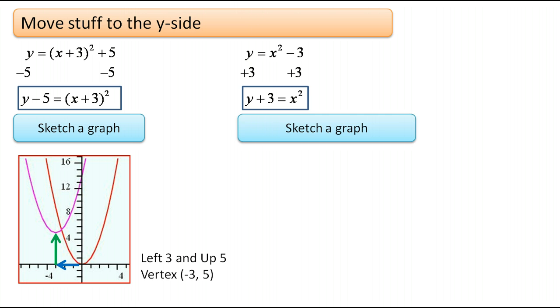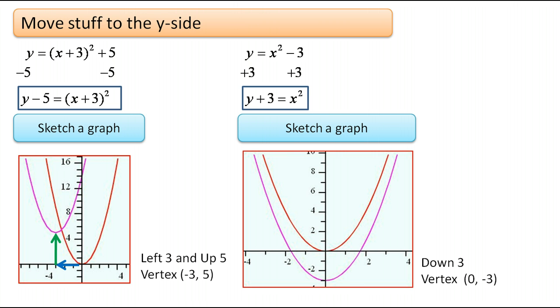Now I can sketch a graph. The only change we're going to see here is a vertical change, because my y is the only thing that's affected. And if it's plus 3, that's going to move it up or down 3 units. That is down. So that one moves down 3 units.